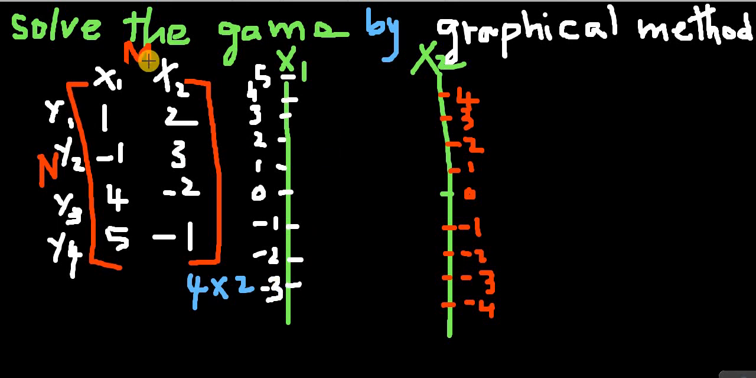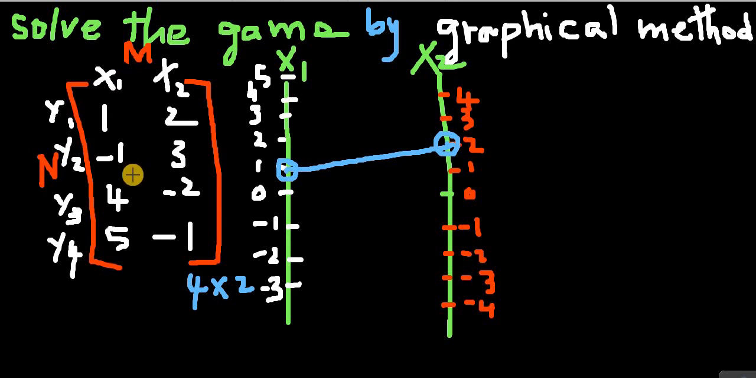Now look at this particular matrix. When x1 takes 1, x2 takes 2. So when x1 takes 1, here 1, I can change the color. When x1 takes 1, x2 takes 2. So on the x1 vertical line you are taking 1 point, and then x2 will get 2, that is here. Right, so I am drawing a line like that.